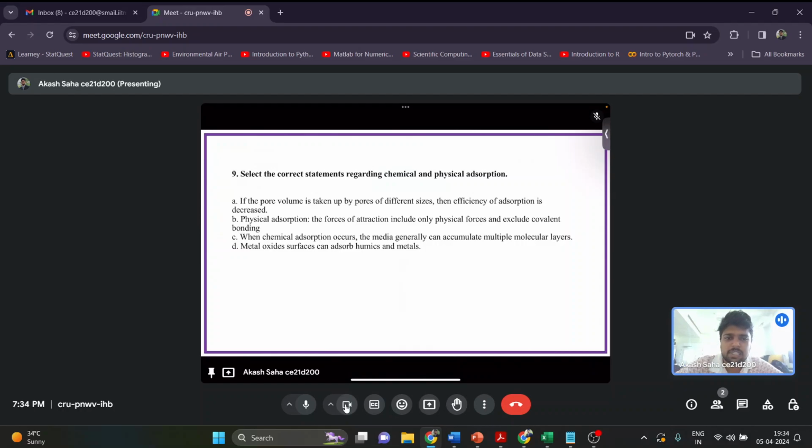And if you see option C, it says about chemical adsorption, the media generally can accumulate multiple molecular layers. So it is incorrect. Mostly it is a single molecular layer because there is bonding. And option D, metal oxide surface can adsorb humic metals. So this is correct because metal oxide surfaces generally adsorb the humic particles and the metals. So option B and D are correct. Okay. So this was about question number 9.